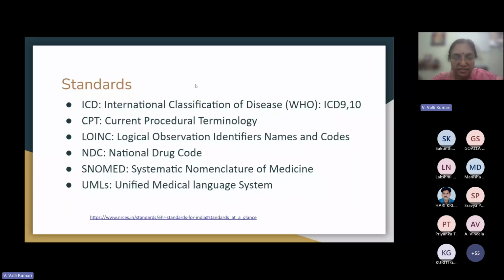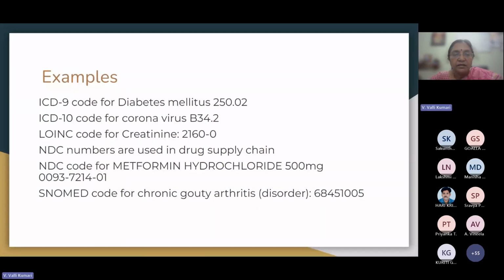So these are about the standards. Now, how are these standards important? Say, for example, we come across a lot of diabetes patients. The ICD-9 code for diabetes mellitus is 250.02. So this is an identifier.